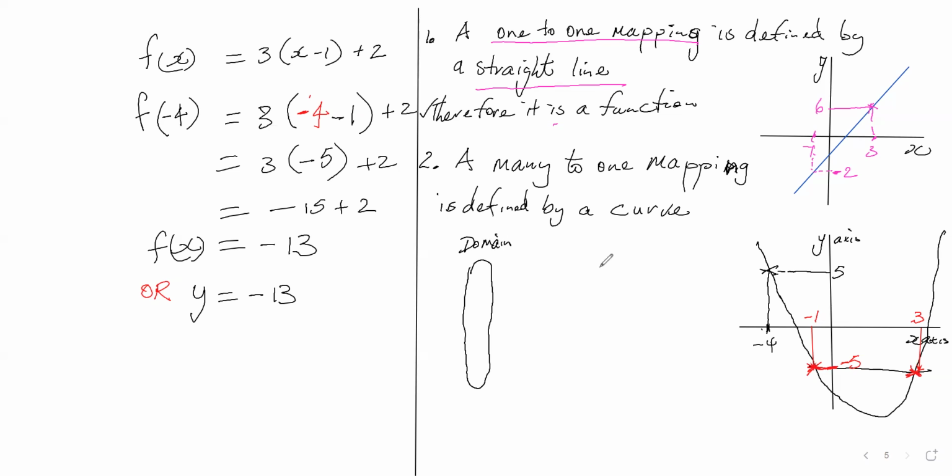So domain, range. There are two numbers in your X-axis, -1.